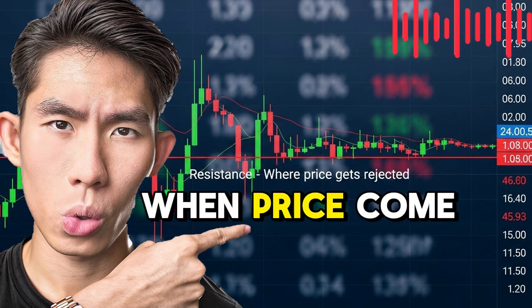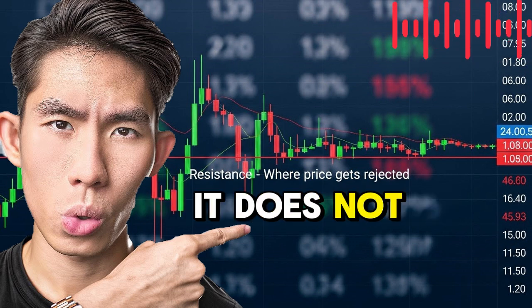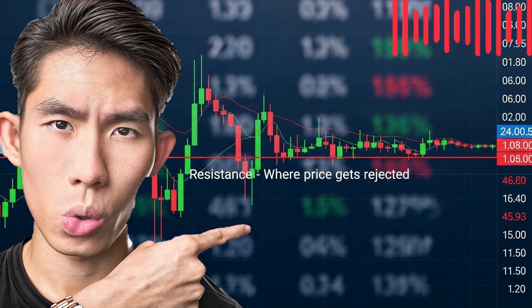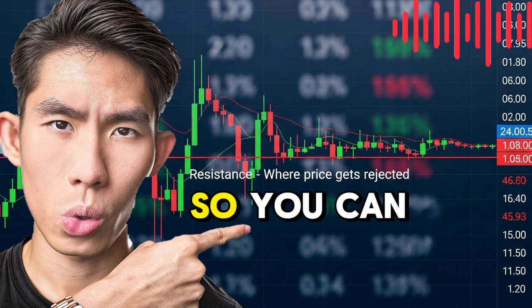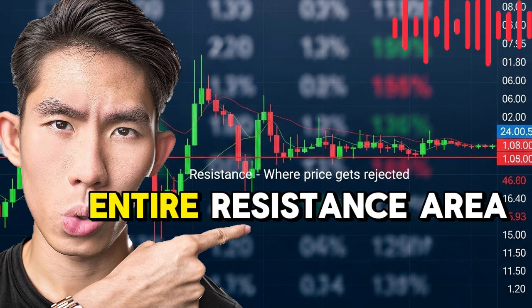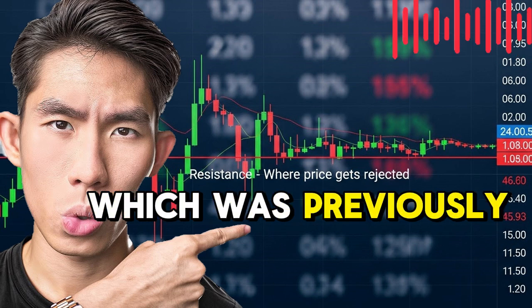That's why you can see when price comes back up to retest this, it does not come up to retest a level like this. It came back up to retest an area. So you can see price went back up and rejected this entire resistance area, which was previously support.